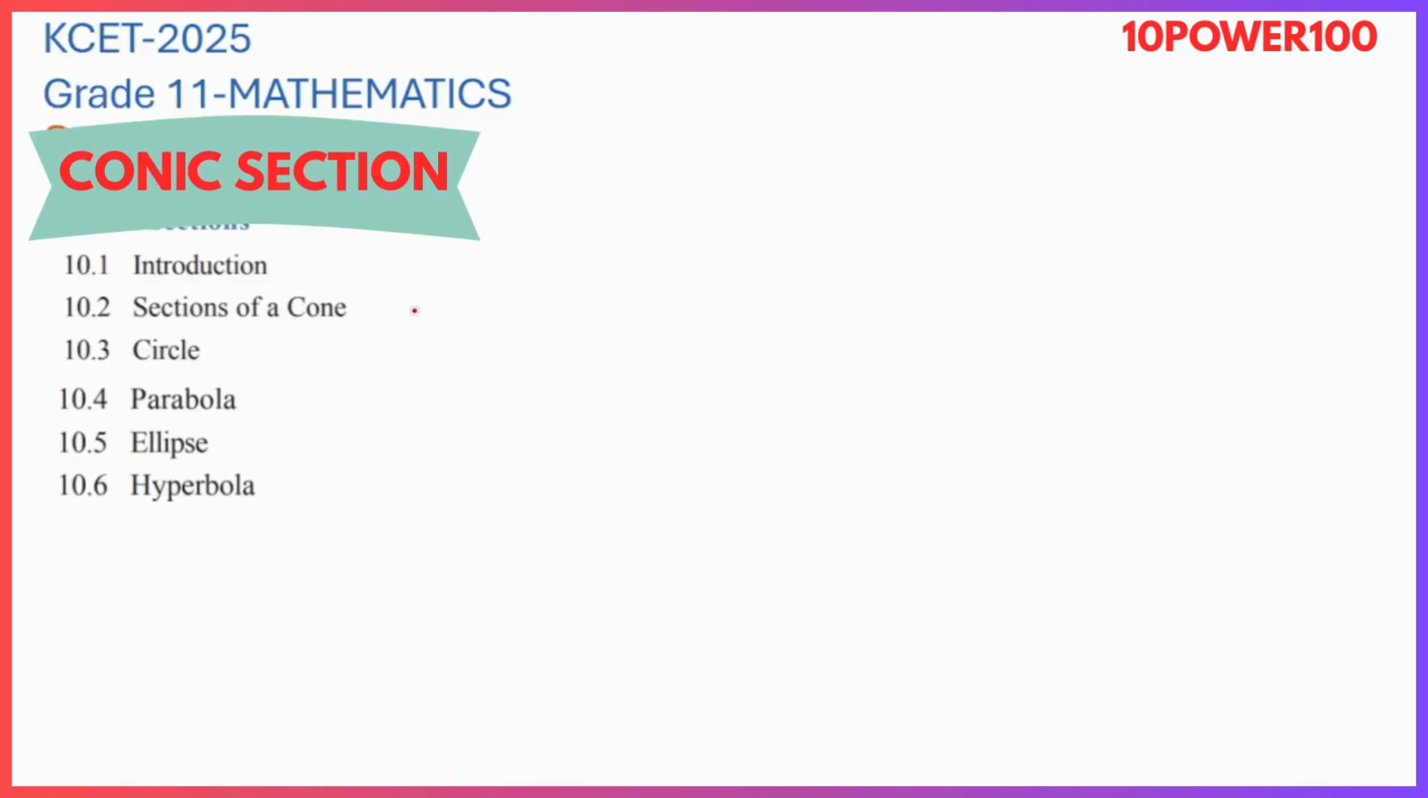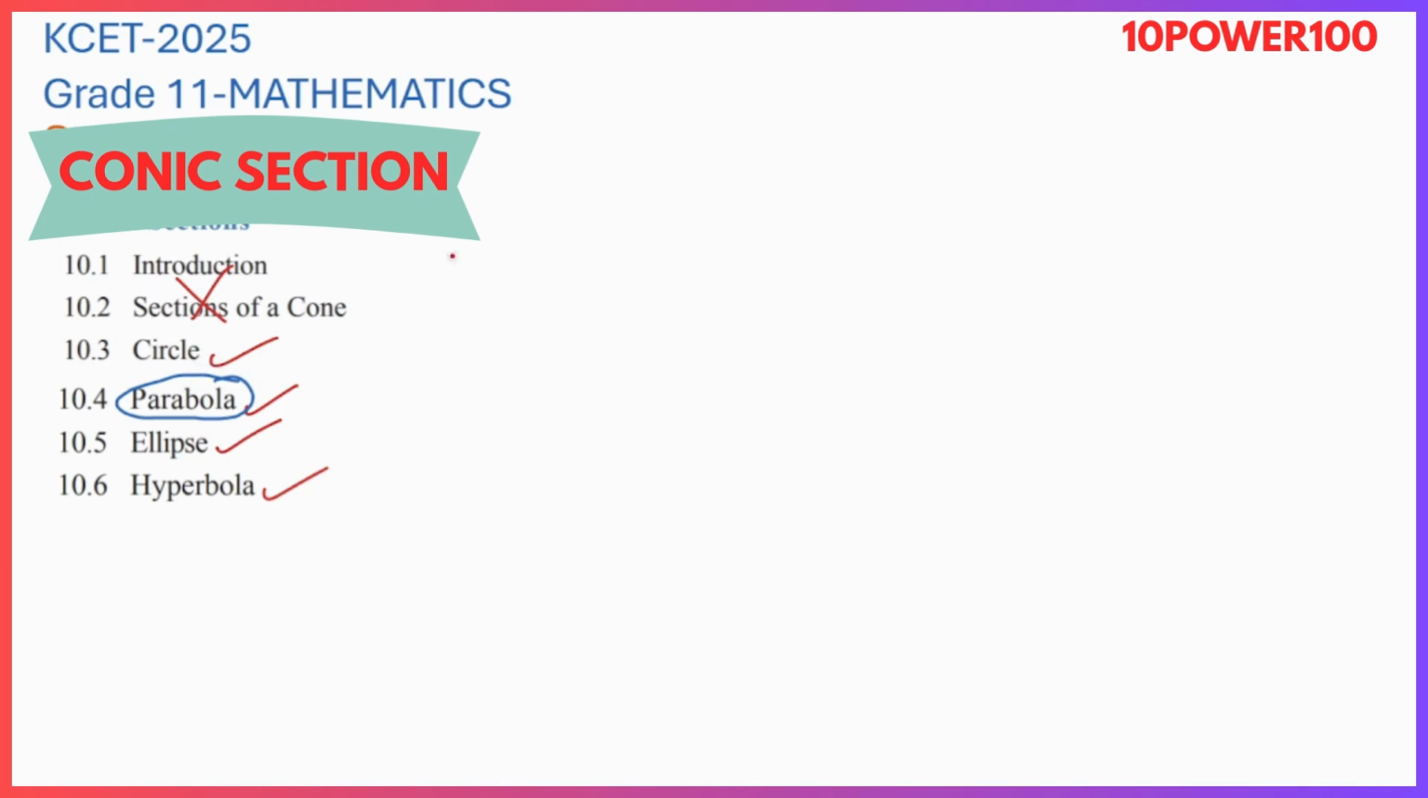Next one, it's conic section. In that, the first two parts are not so important. Next we have four conic sections: circles, parabola, ellipse, and hyperbola. Here in this case, parabola I have already discussed. I have made a separate dedicated video for this. So please watch that video for all the formulas.